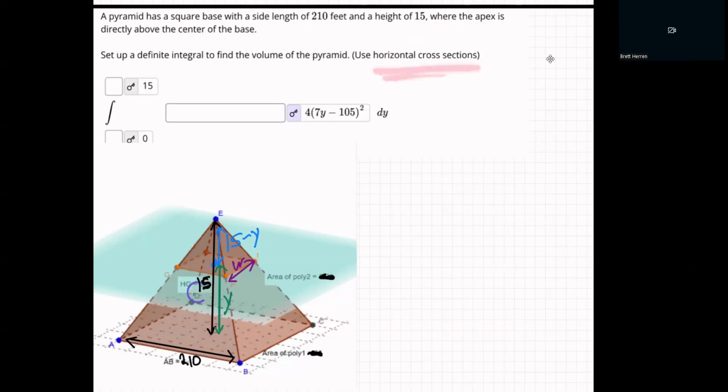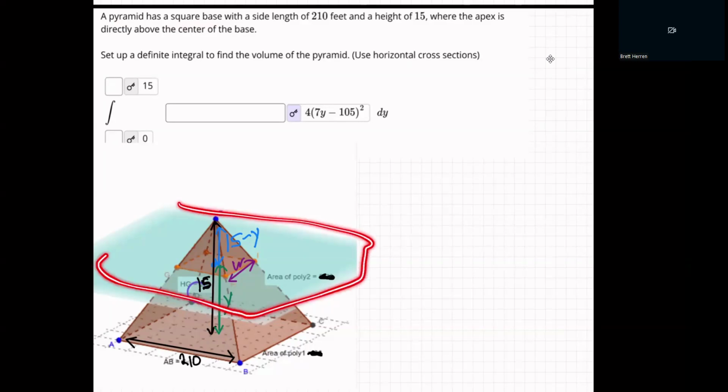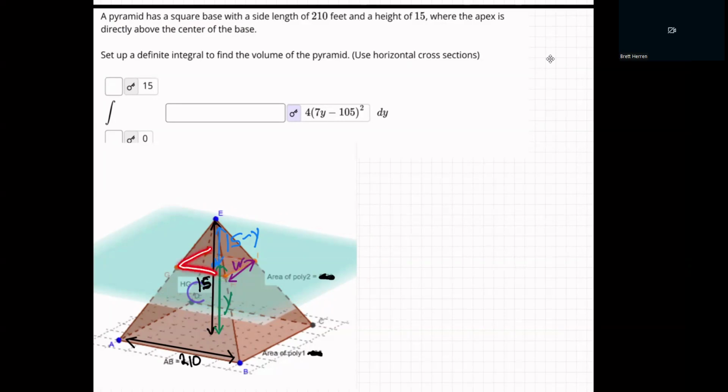It says to use horizontal cross sections. You can see this horizontal plane is cutting through right here, this horizontal cross section. And it produces a square, right? Because the base is a square. As this horizontal cross section rises up through the pyramid, it's always going to be cutting out slices that are squares.